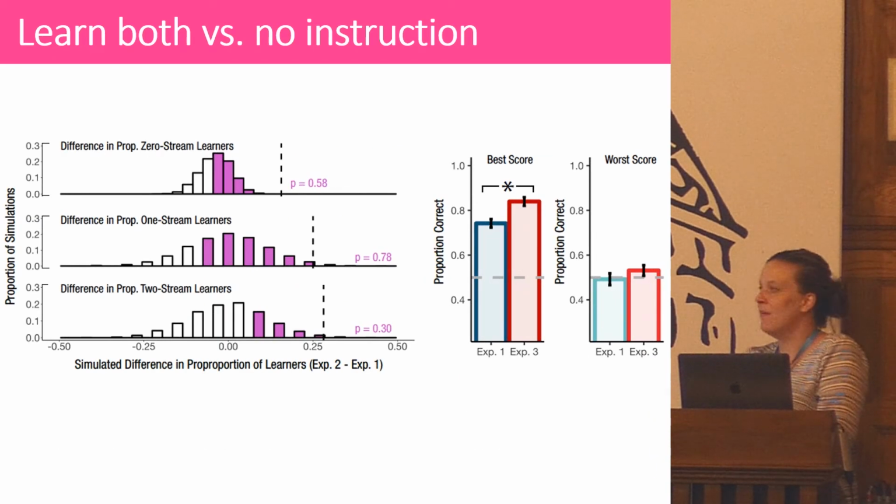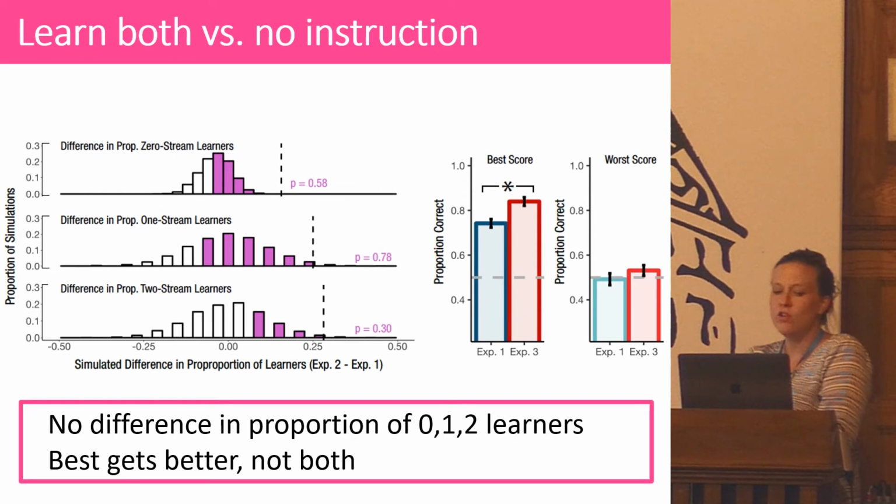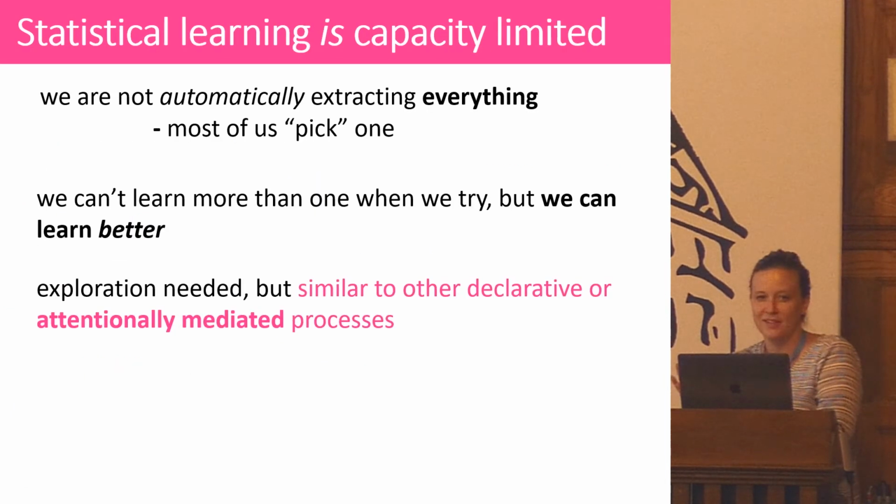Is this different from our first condition, the no instruction? No. But we were able to boost performance on their best test, but again, not their worst test. So there's no difference in the proportion of 0, 1, or 2 learners, but the best gets better, not both. You guys all with me? Yeah? Okay, so what this means is that we're not automatically extracting everything.